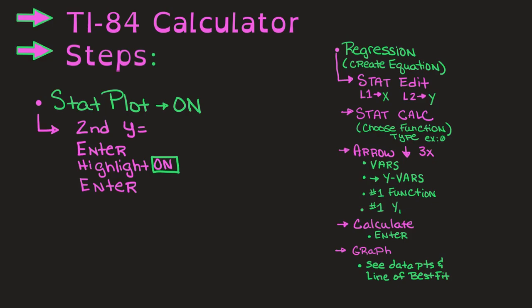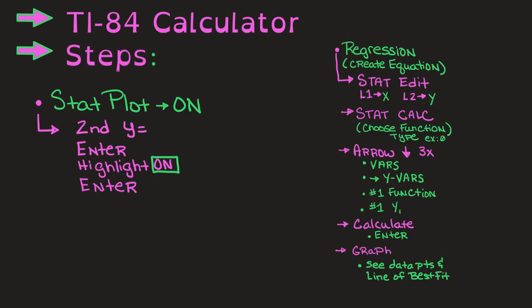After you've chosen what function you want and hit enter, you're going to arrow down on the next screen 3 times. This will put you at the store regression equation, and that's where you're going to hit the button vars. It's just to the left of the clear button on your calculator, and then you're going to hit enter for number 1 on function, and then you're going to hit enter again for number 1, and it'll say Y1. Now, after you've done that, you're going to arrow down to calculate on your next screen and hit enter again. This will generate that equation, and it will populate in the screen.